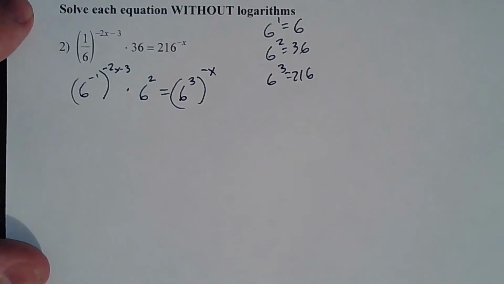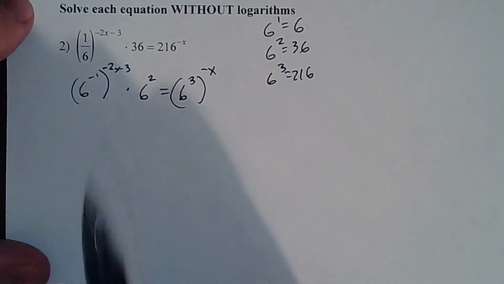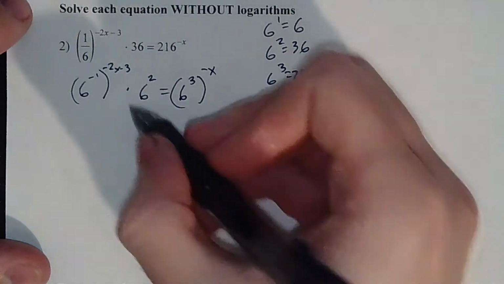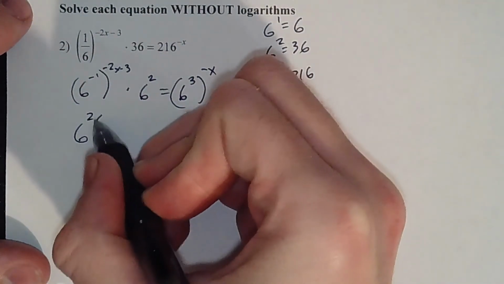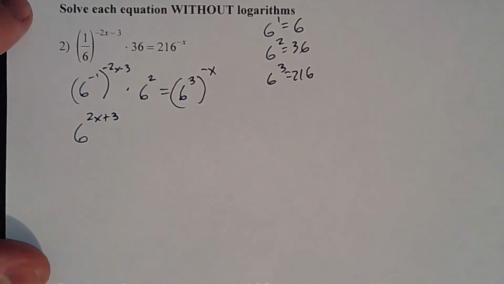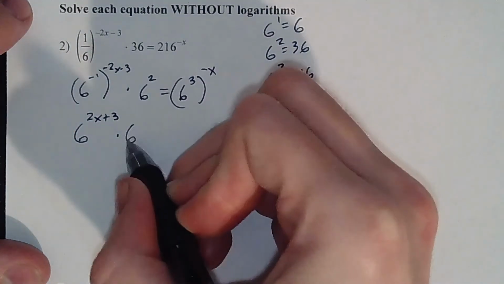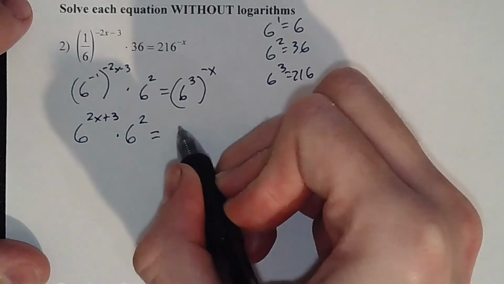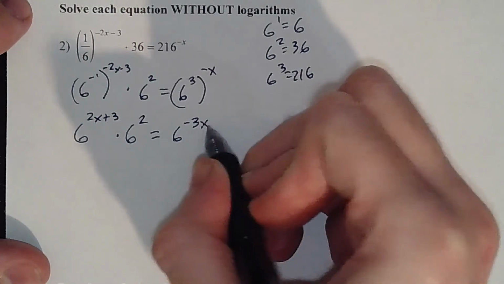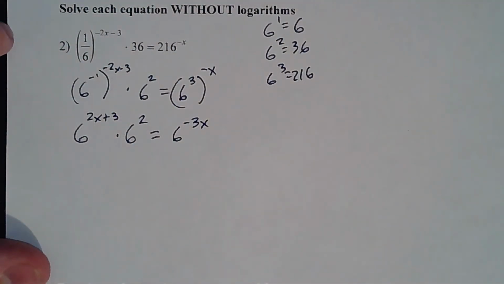Continuing on with this question, we need to simplify, get rid of those parentheses. So we have 6 to the negative 1 to this guy. You just multiply, distribute. So that means we're going to have 6 to the 2x plus 3 multiplied by 6 squared equals 6 to the negative 3x. Let you pause, catch up for a second, think about what just happened.